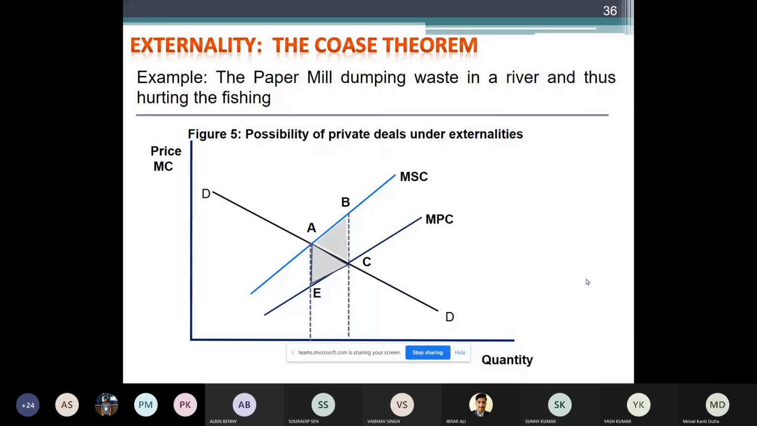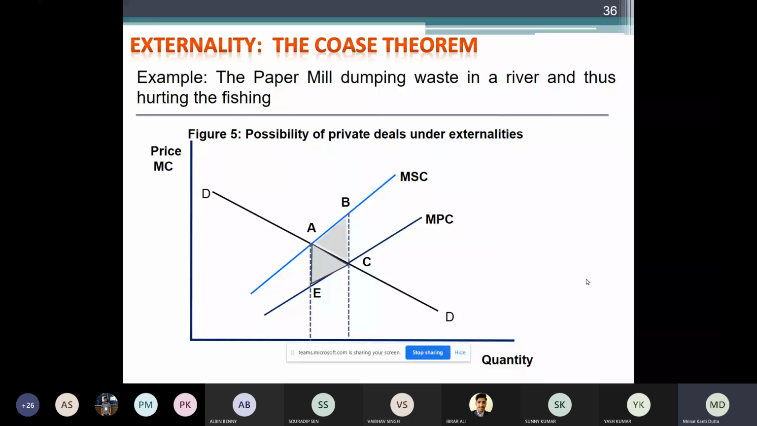And we tried to show that, you see, if the output is reduced from the overproduction to the optimal level from the point of view of the fishermen community, then the reduction in the consumers and producer surplus is given by the triangle SCE, whereas the benefit for the fishermen is given by the area of the rectangle ABCE. Since ABCE is higher than SCE, it is beneficial for the fishermen to compensate for the loss of the consumers and producer surplus, which is equivalent to SCE.